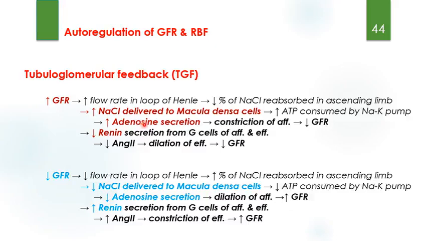Adenosine, that is the product of ATP consumption, is a vasoconstrictor at the level of afferent arterioles. And so higher adenosine level due to higher ATP consumption, due to higher sodium chloride delivery, will lead to constriction of afferent that will reduce GFR by decreasing hydrostatic pressure in the glomerular capillary.